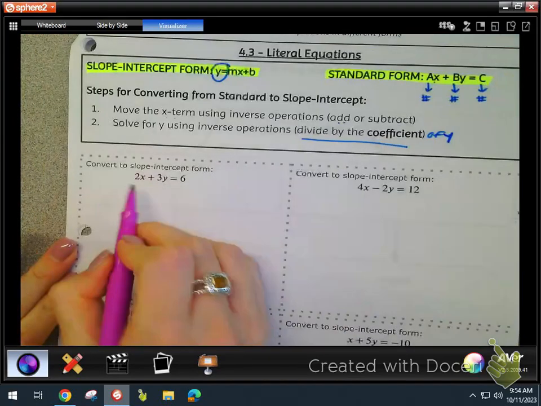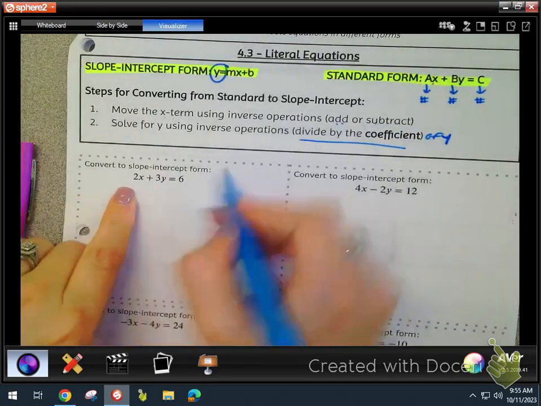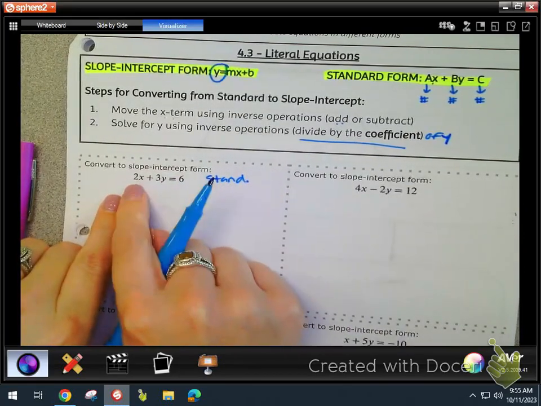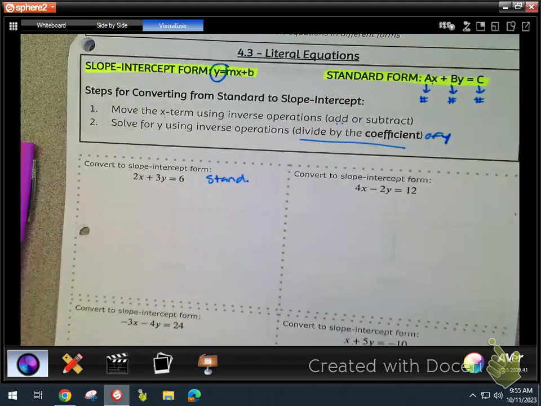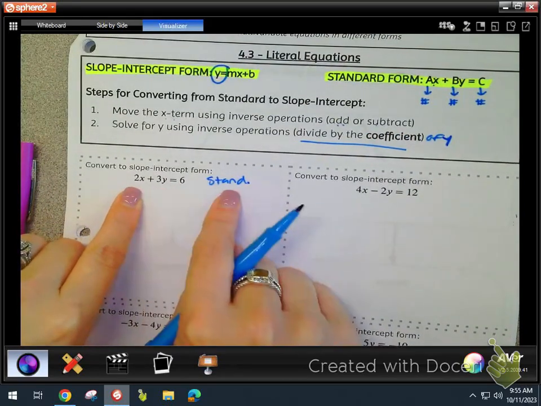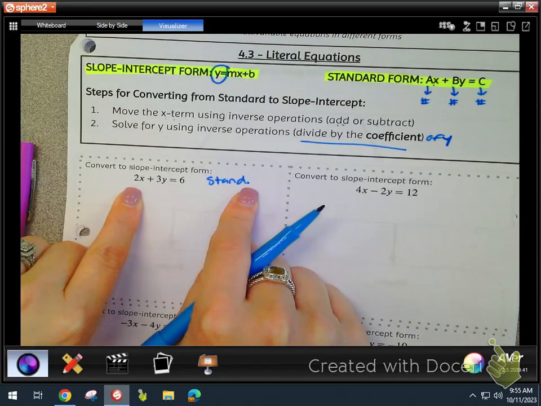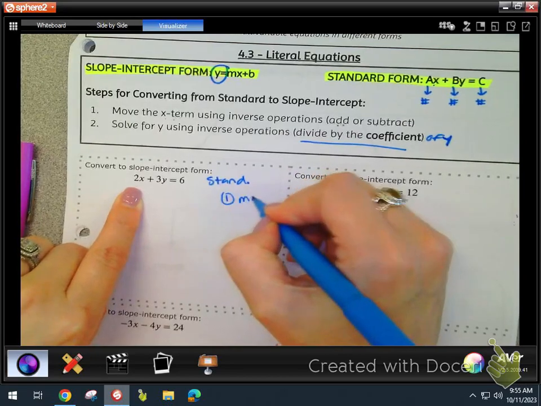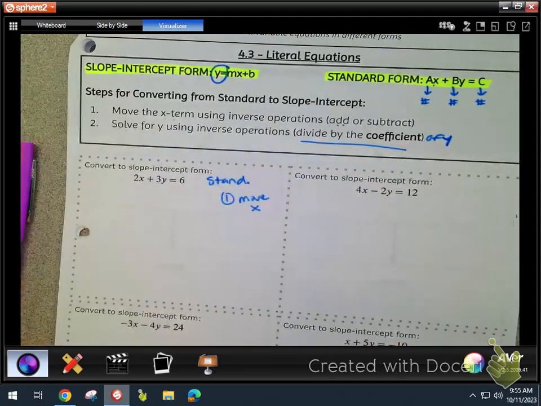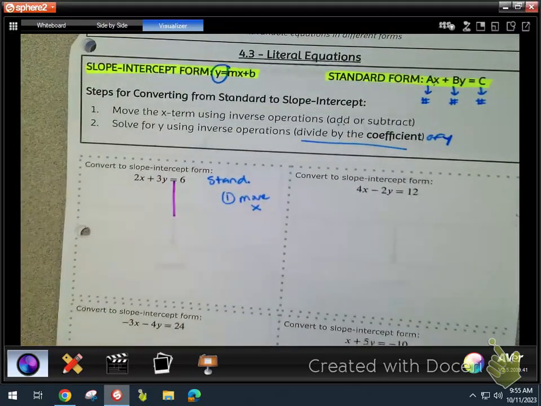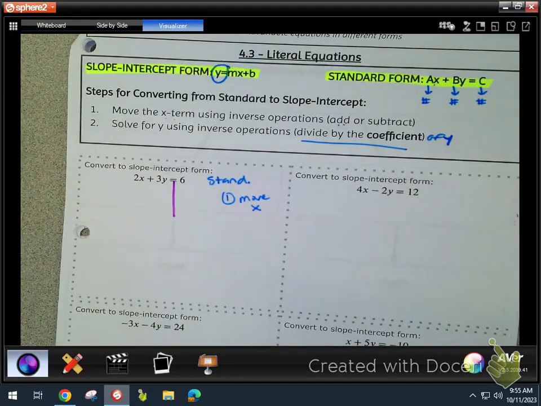So I know this is in standard form. Where are x and y? They're on the same side. That's how I can tell. X and y, same side. So this is my standard form. All right, so step number 1 is to move our x term, the whole thing. I'm going to draw a line here because I'm going to be moving, and I want to make sure I know when I'm changing sides how I got it, what order I have to do it.